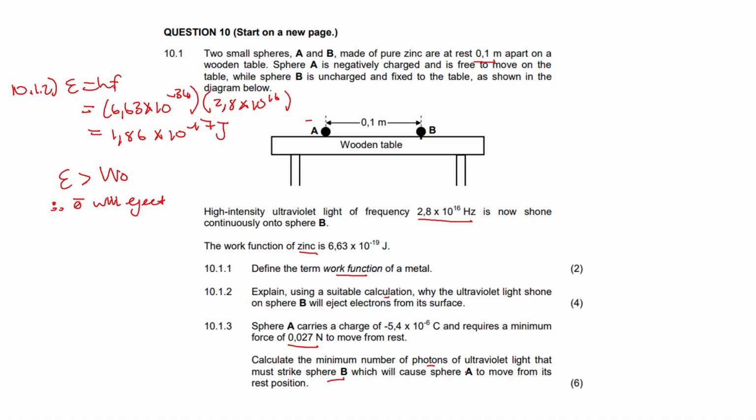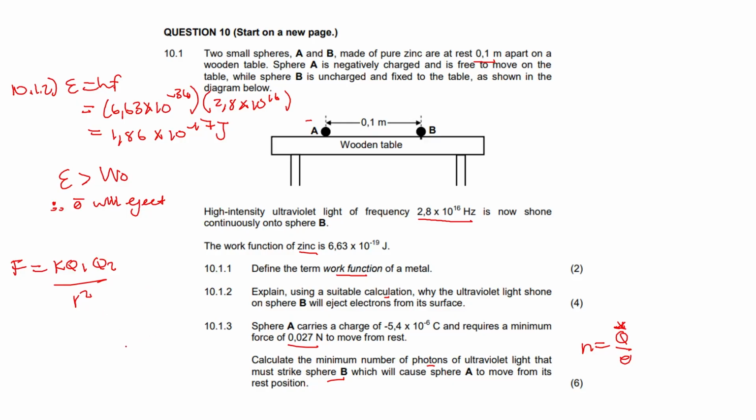Okay, so we only have the charge of A, so we'll have to first calculate the charge of B, because we need to get the number of photons. Remember, to get the number of photons, we use this formula. So we need Q of B, so we first have to find that. I'm going to use my formula from electrostatics to find that first.